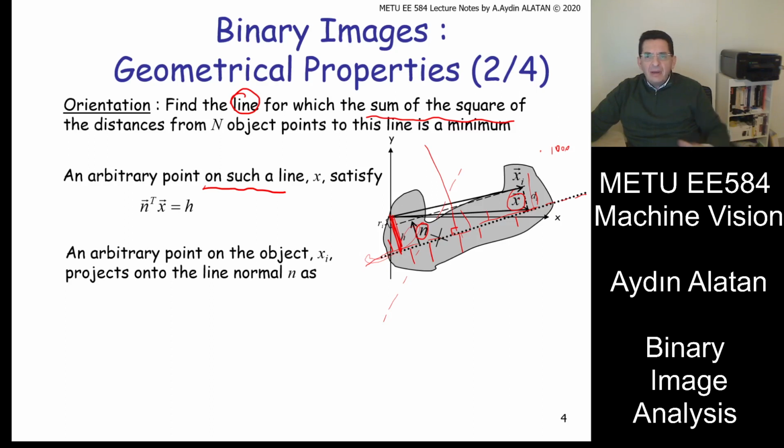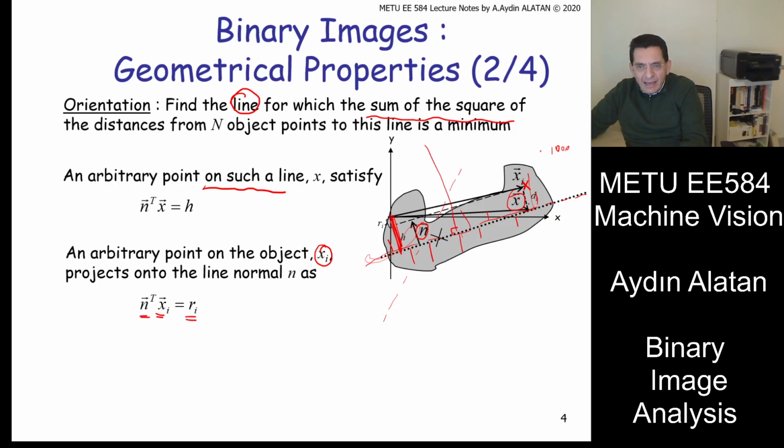Now, an arbitrary point on the object, okay? Therefore, this time, we are not on the line, but on the object. The name of the point is xi. Now, what is the aim? For every xi, I will find the minimum distances, those di's, and those square sum of these di's will be minimum. Let's calculate that. First things first, xi and the normal vector give you ri.